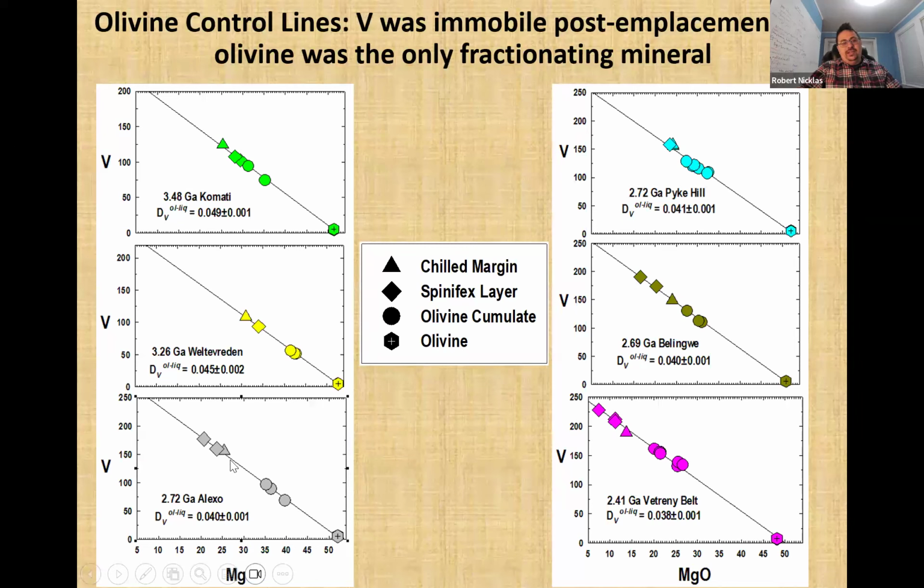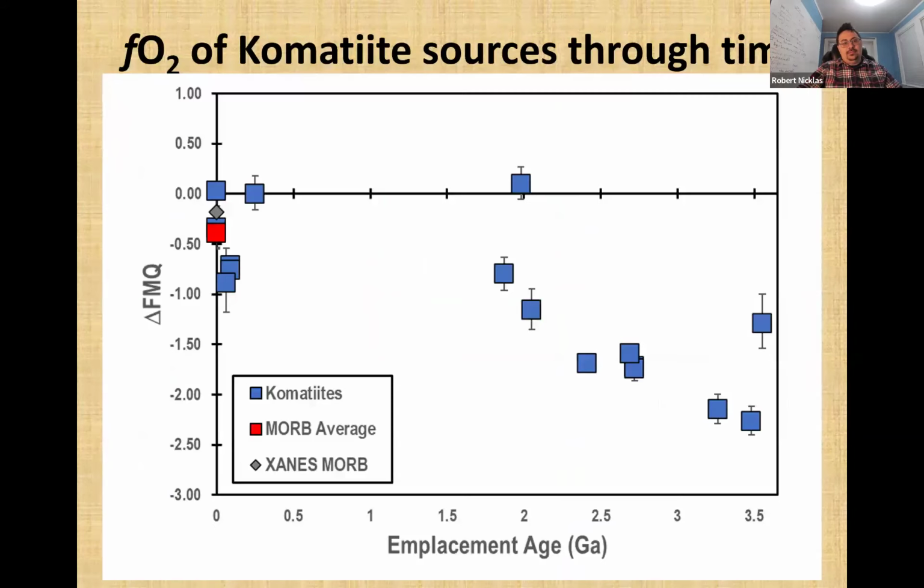And therefore, we can get the vanadium content of the parental magma from these lines and the olivine vanadium content from just measuring it. And using all that, we can get oxygen fugacity. So this is kind of our results from komatiites versus MORB and the Zanes MORB average. And what we see right here is a decent degree of scatter.